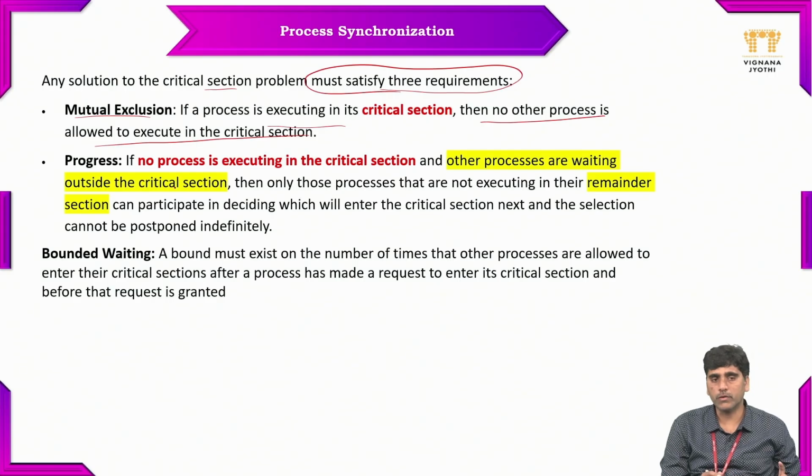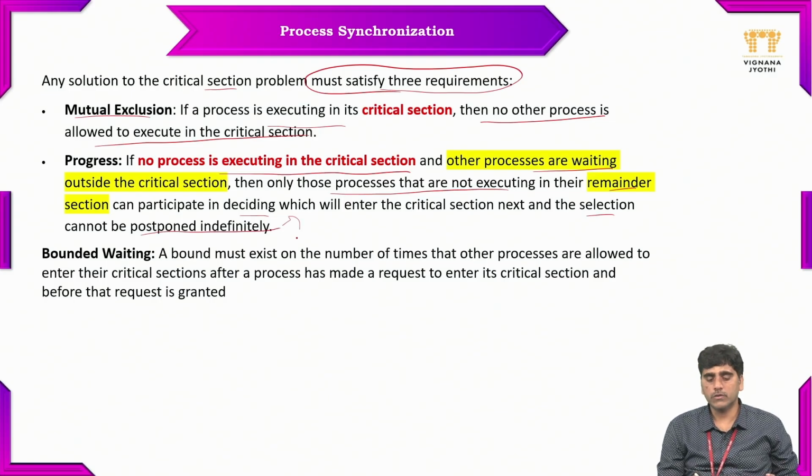The second one is progress. If no process is executing in the critical section and other processes are waiting outside the critical section, then only those processes that are not executing in their remainder section can participate in deciding which will enter into the critical section next, and the selection cannot be postponed indefinitely. So if no process is in the critical section, then the remainder section calls the entry section, or else the remainder section decides who will enter into the critical section next.